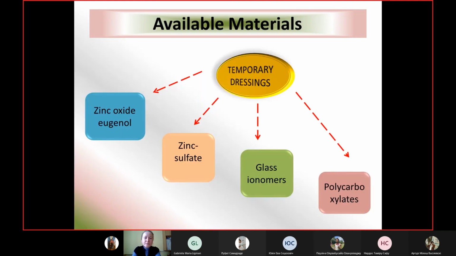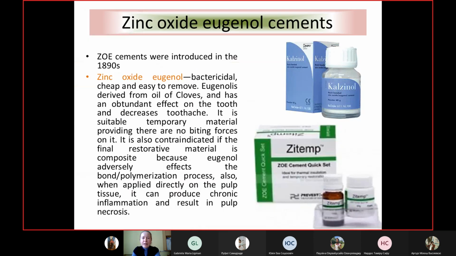Available materials: zinc oxide eugenol, zinc sulfate, glass ionomers, polycarboxylate cements. Zinc oxide eugenol cements were introduced in dentistry in the 1890s. They are bactericidal, cheap and easy to remove. They provide a sedative effect to the pulp tissue due to the clove oil. So actually, that is their main characteristic.